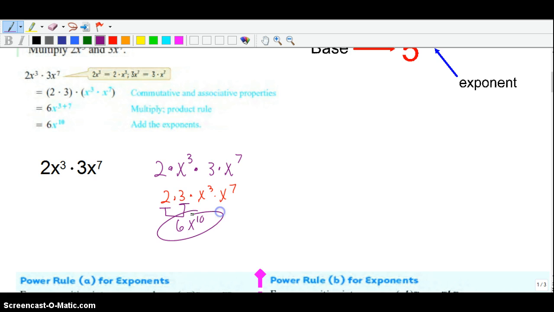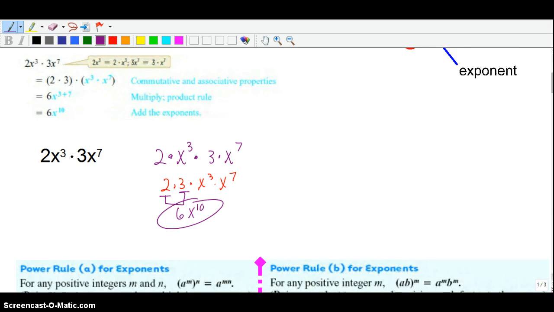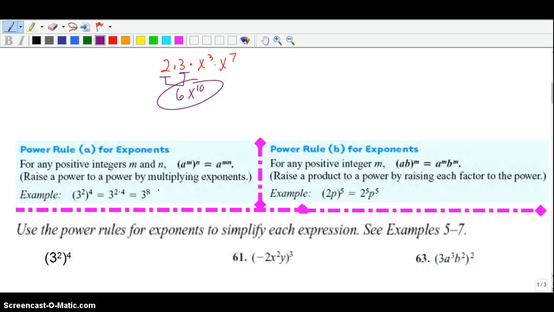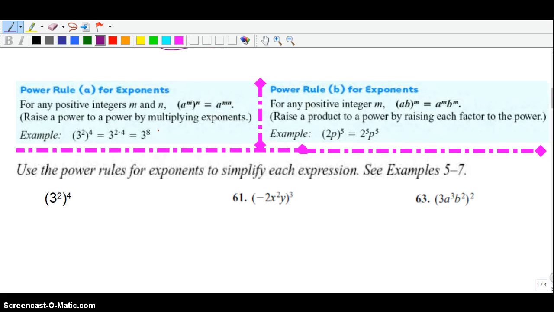But anyways, all right. On your homework you actually don't really have a question about the product rule, but you kind of need to know about it in order to do this next rule, which is the power rule. So if you have a power to a power, you multiply them. So if you look at this example, 3 squared to the fourth, you just do 2 times 4, which is 3 to the 8th.